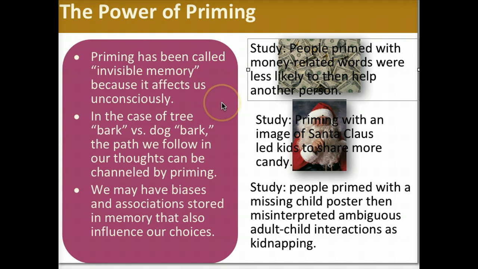Priming has been called invisible memory because it affects us unconsciously. You're usually primed outside of your conscious awareness. You normally aren't thinking about it, or you don't notice that you're being primed to remember things in a specific way. We talked about it on the last slide, bark versus tree versus bark versus dog. Our thoughts are channeled based on the picture that was in front of us. We may have biases and associations stored in our memory that also influence our choices.